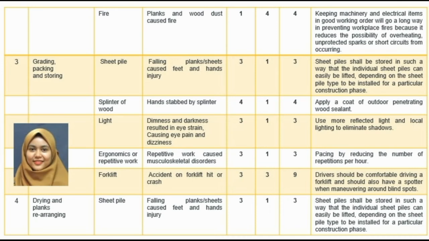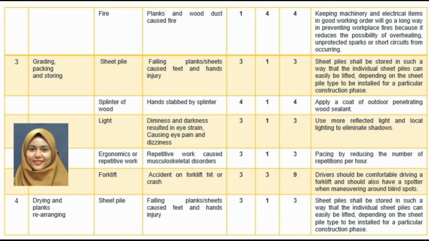For the ergonomic or repetitive work hazard, for number 4, the effect is repetitive work causes musculoskeletal disorder. The risk assessment is 313. The action is pacing by reducing the number of repetitions per hour.